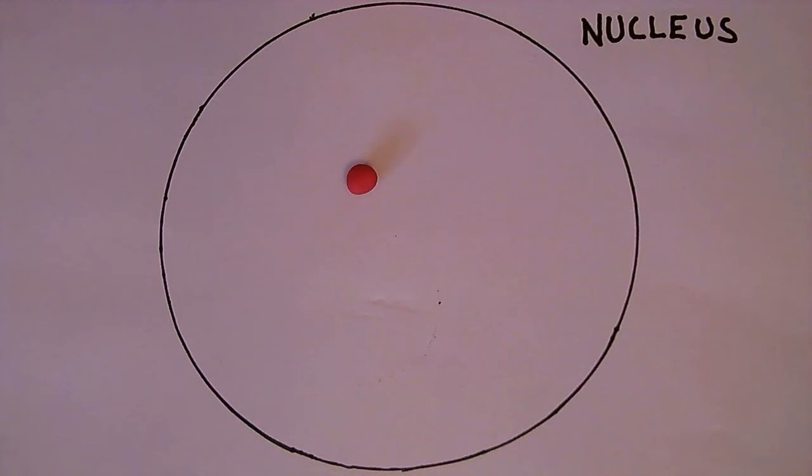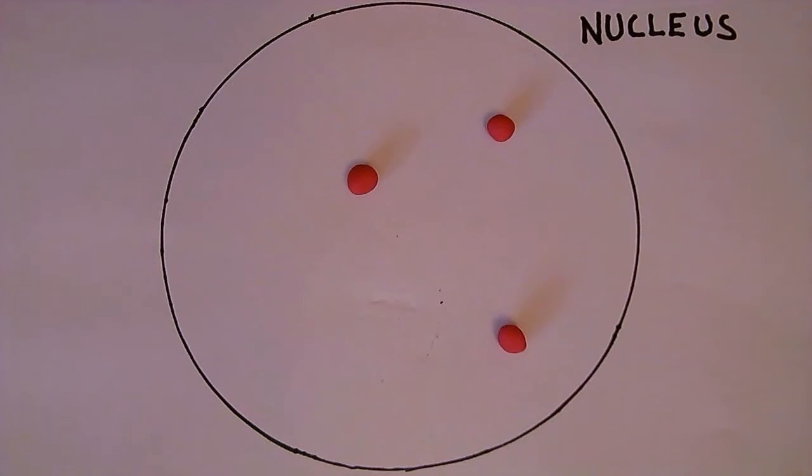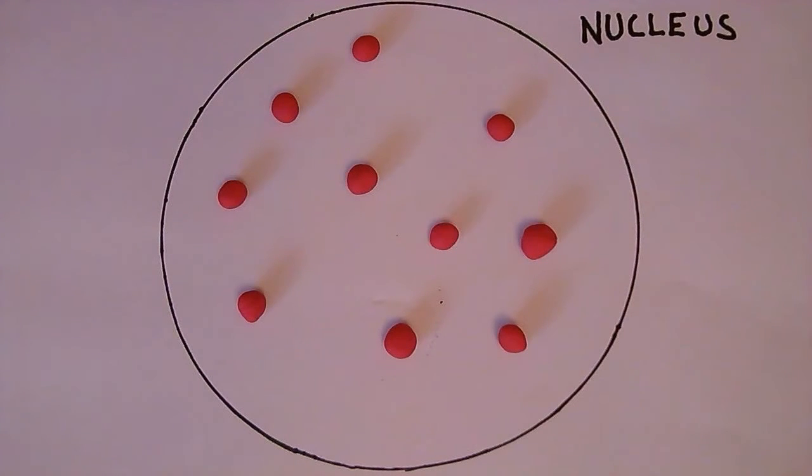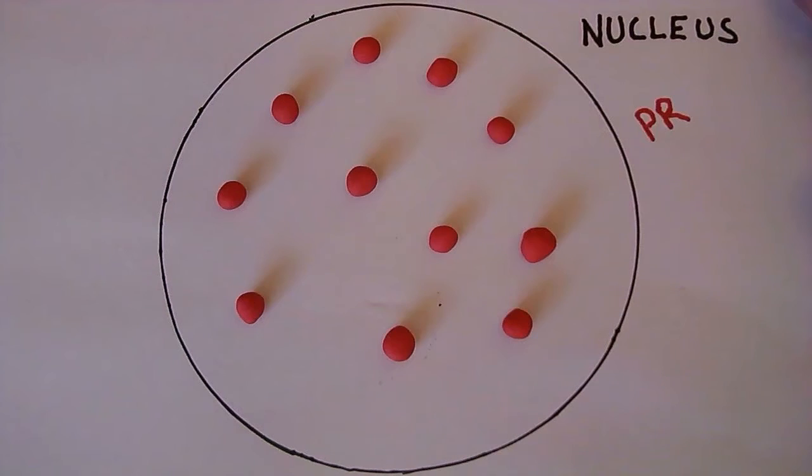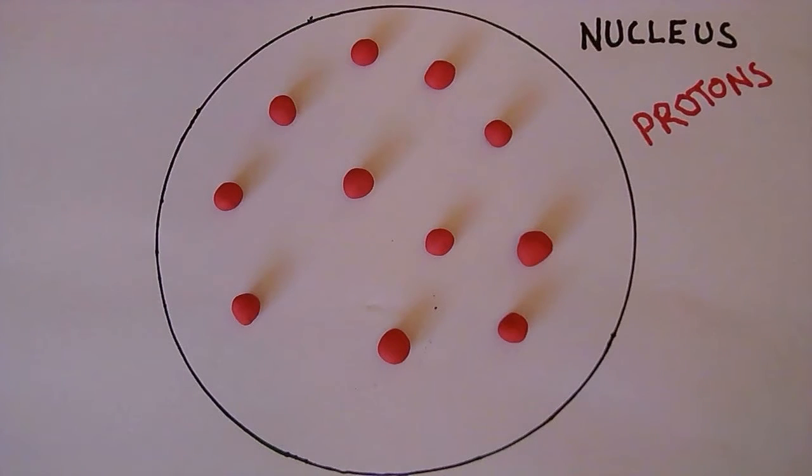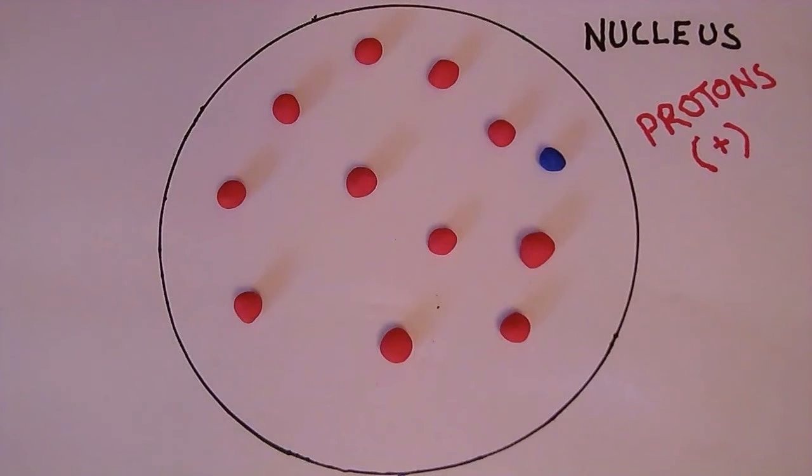The first of these are protons. Protons are positively charged, and it's the amount of these that make an atom any particular element. So hydrogen always has one proton. This element has 11 and therefore it's sodium.